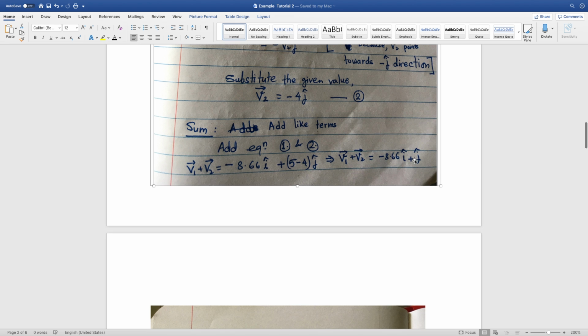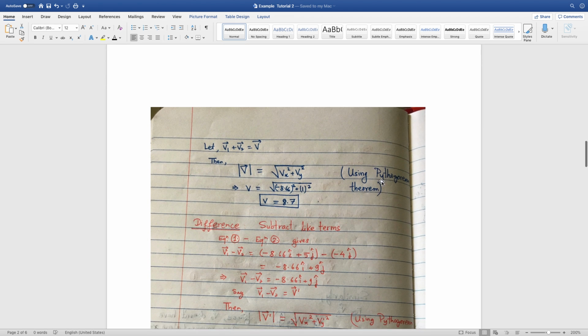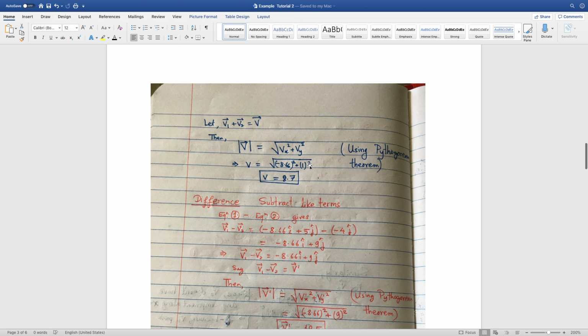This part is divided by 1. And then if we square that, after the calculation, we get 8.7. So that is how we can find this sum. Now we do the same thing for the difference.